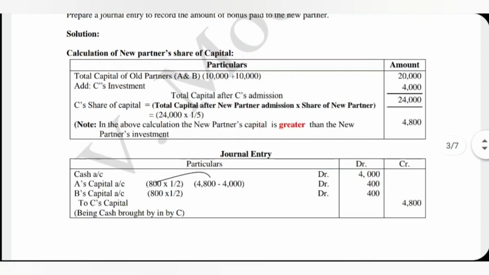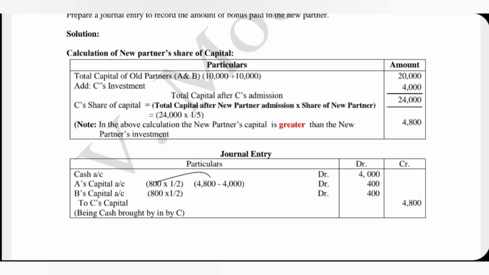Now, what is the journal entry to be passed? Cash account to be debited. How much is the cash brought by the new partner? 4,000. Then A's capital, that is the existing partner's capital or the old partner's capital, to be debited, that is 4,800 minus 4,000, which comes to rupees 800. And how are they sharing the profits and losses? They were sharing the profits and losses equally. So 800 times 1/2 comes to rupees 400.